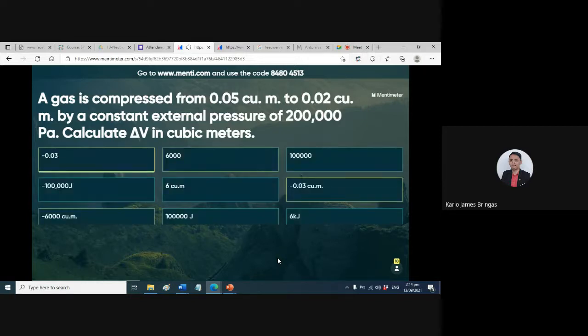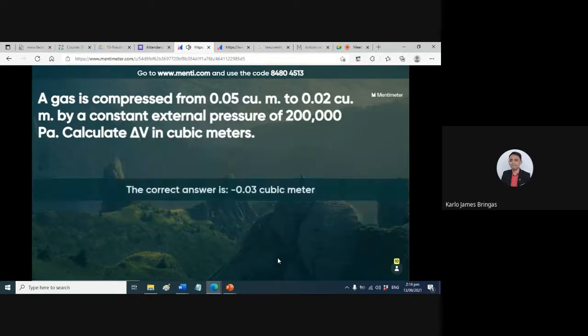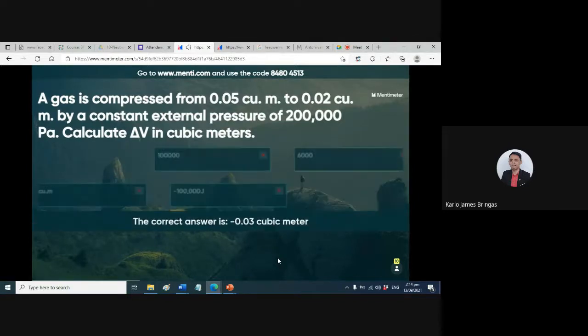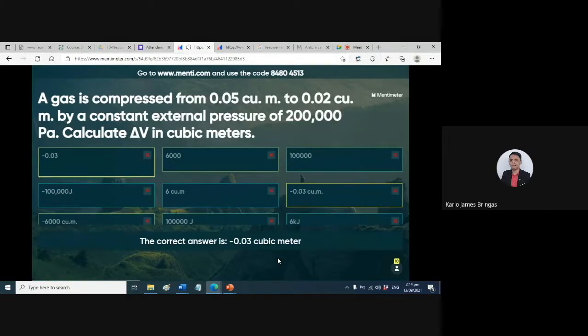Medyo kakaunti lang nag-answer. But in any case, let's see what the correct answer is. The correct answer is negative 0.03 cubic meter. Okay. So we have the correct answer. We just have one since siya lang may unit. So of the two people na meron namang correct value, again, hindi pa rin siya counted because we need to have the unit always for this one. So hopefully in the next round, more of us can already answer for this one.